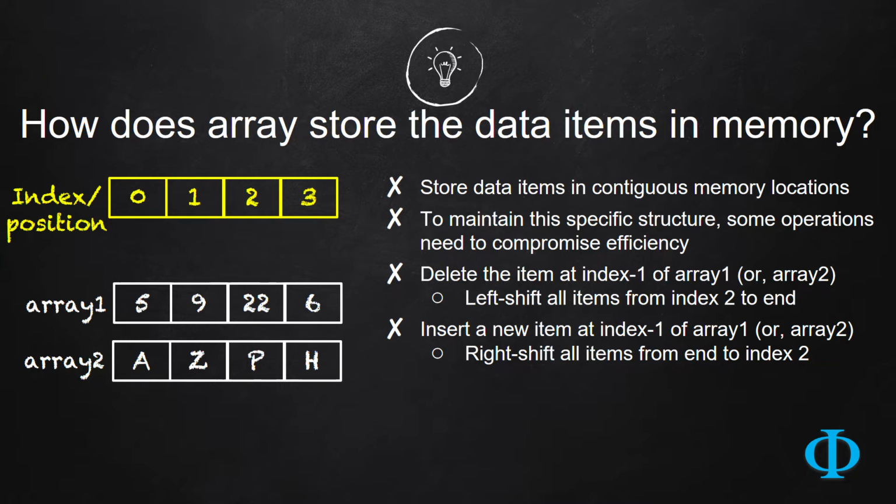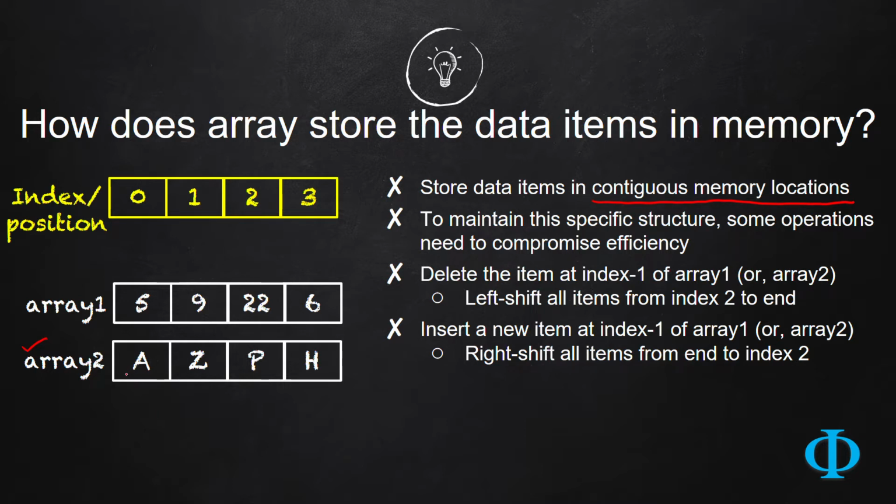So how does an array store all the data items in the memory? Whenever you store the data items in an array, all of them occupy contiguous memory locations inside the RAM. What does that mean? Let's consider this array 2. It has 4 different characters.